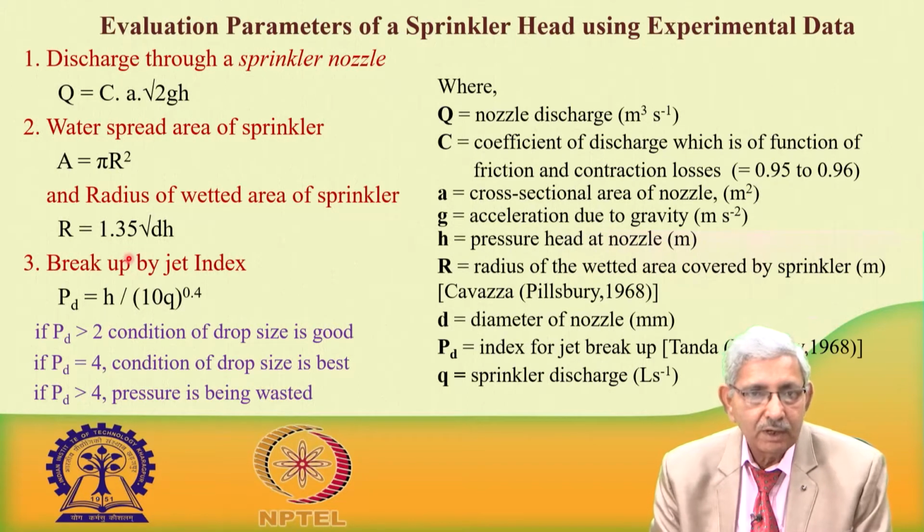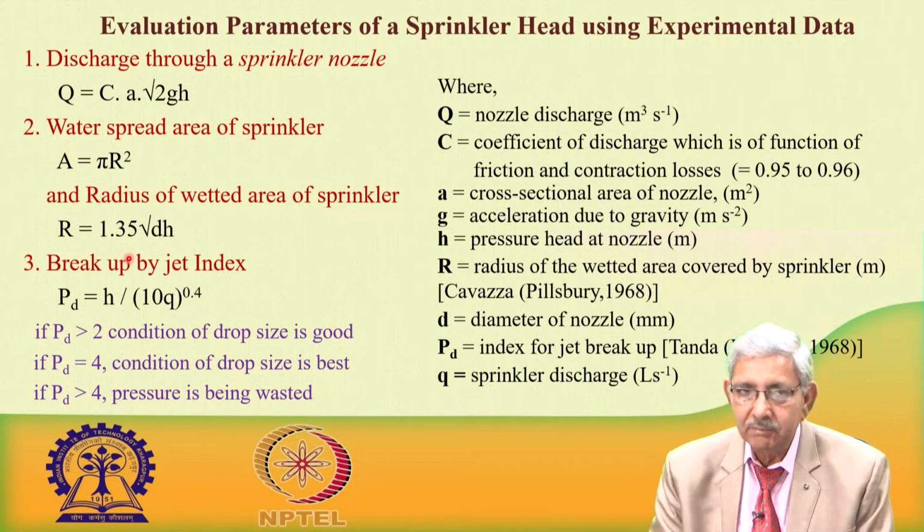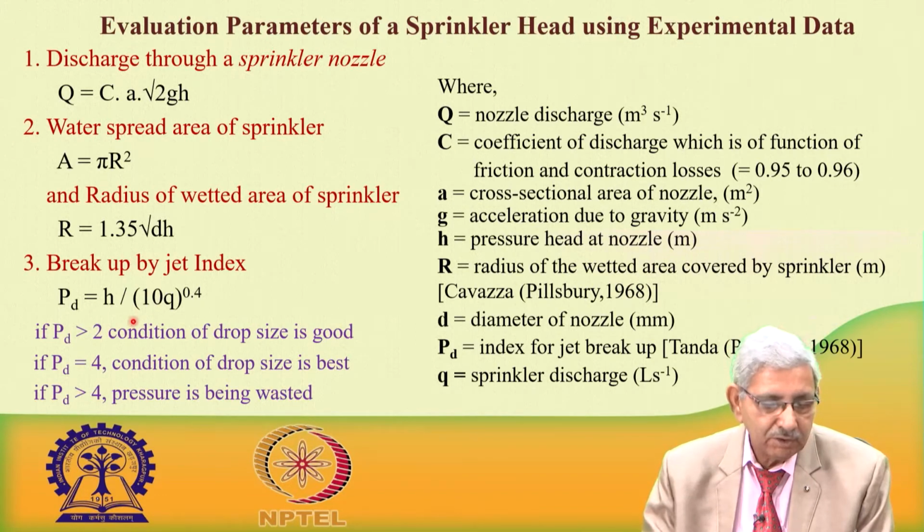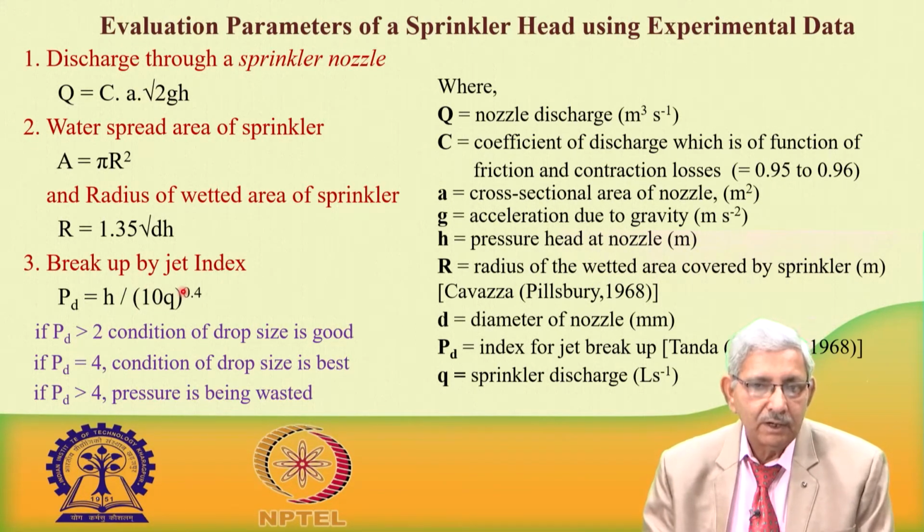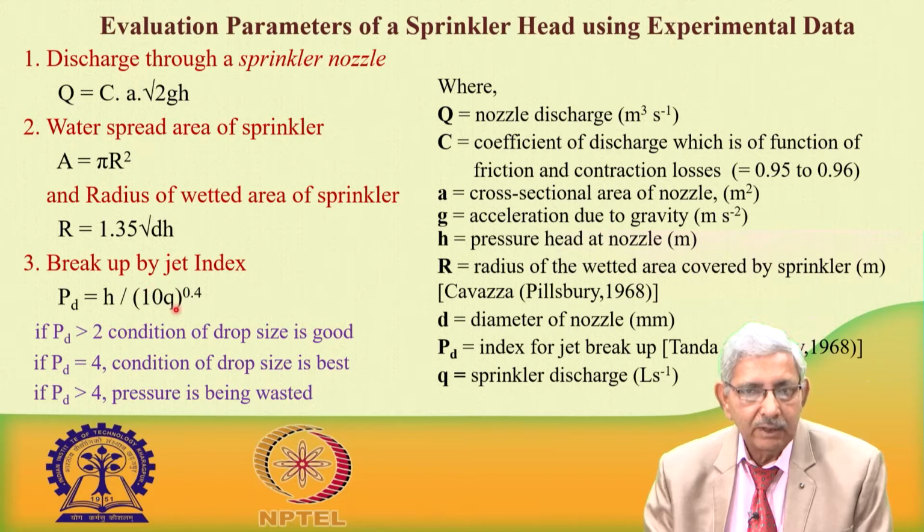of the jet into droplets. So, the breakup jet index is evaluated by this expression, P d equal to H divided by 10 q to the power 0.4. H is the operating pressure, q is the discharge in liter per second. See, this capital Q is expressed in cubic meter per second, while here this q is also the discharge, but given in liter per second. Now, if you know H and q, then you can find out what is the P d.